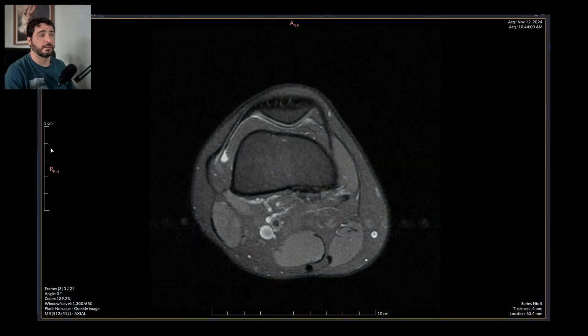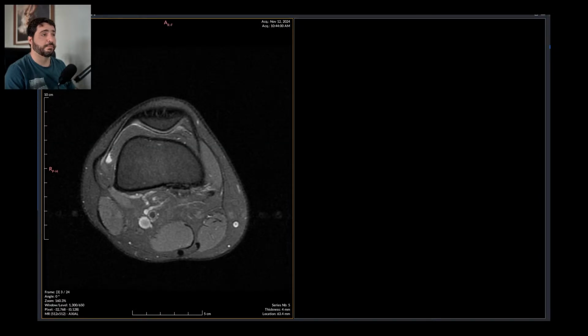Oh, so let's grab a knee. There is a knee MRI here. I don't know if you guys enjoy knee MRIs. I don't, but it's nice. I mean, it's a very common scan, and I suppose people enjoy them.